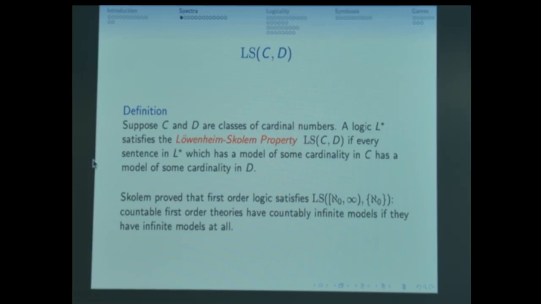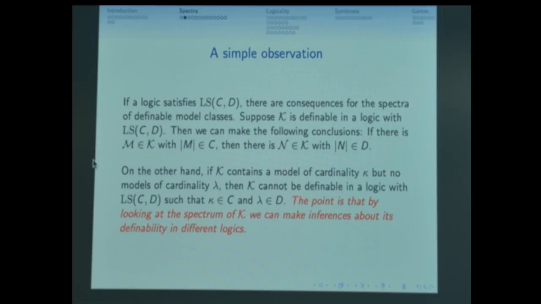Okay, so here's a simple observation. If a model class is definable in a logic L_{C,D}, then if there's a model in the class with cardinality in C, I'm just repeating the definition for you, then there's a model in the class with cardinality in D. On the other hand, if the model class K contains a model of cardinality kappa, but none of cardinality lambda, then K cannot be definable in a logic L_{C,D} such that kappa is in C and lambda is in D. So the point is, by looking at the spectrum, we can make inferences about its definability in different logics.